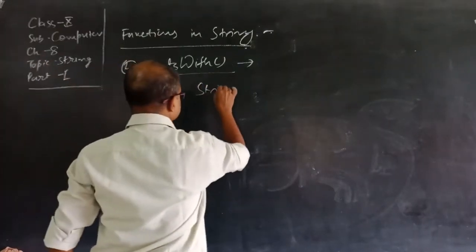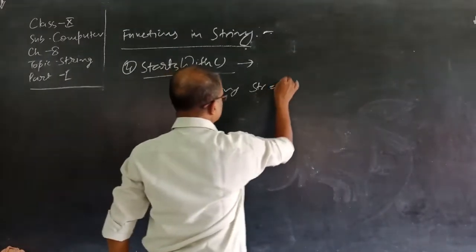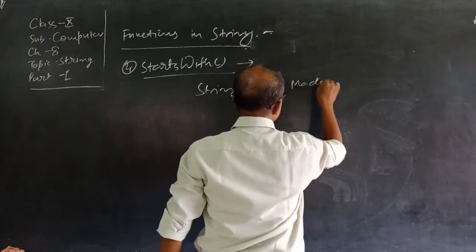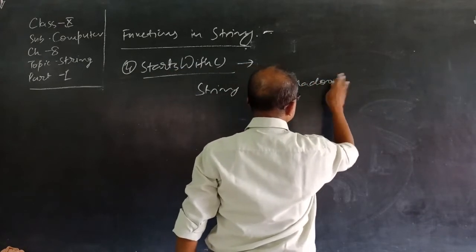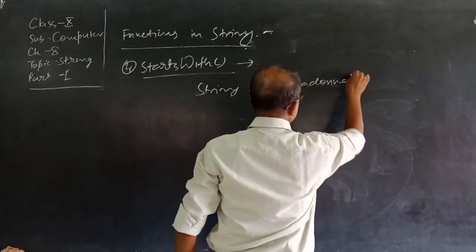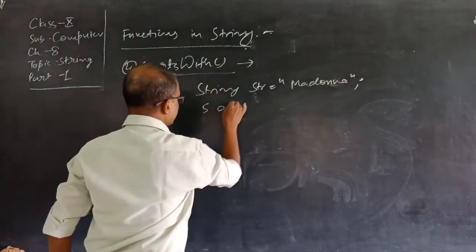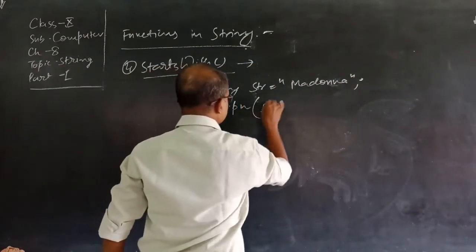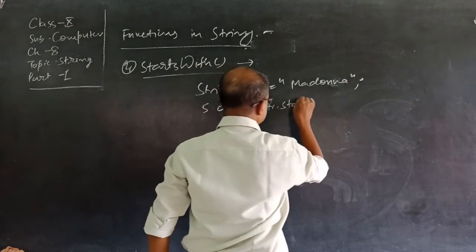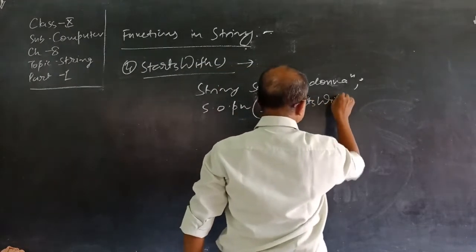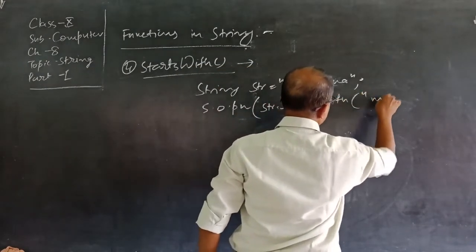Suppose we have a string str equal to Madonna, okay, and System.out.println(str.startsWith("m")), suppose a small m.